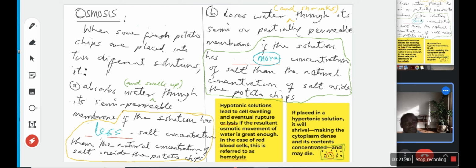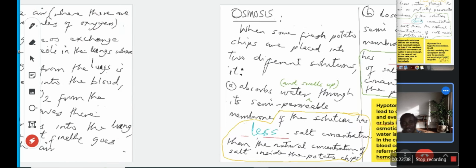So if the plasma or the fluid has a lot of water in it, water could be moving from the fluid into the red blood cell, which causes the red blood cell to swell up. Or in some cases, the red blood cell might begin to lose water and shrivel.